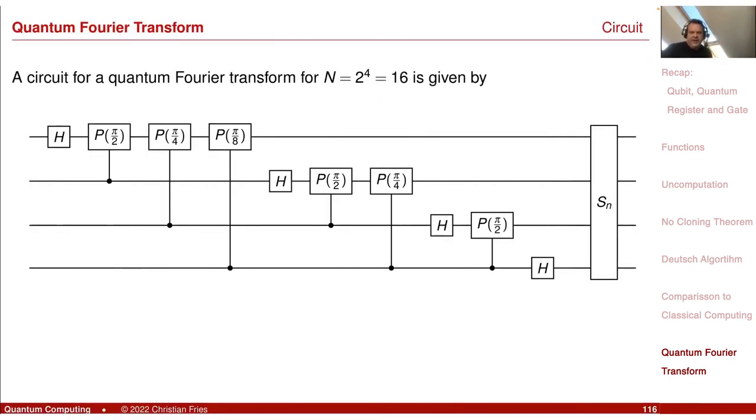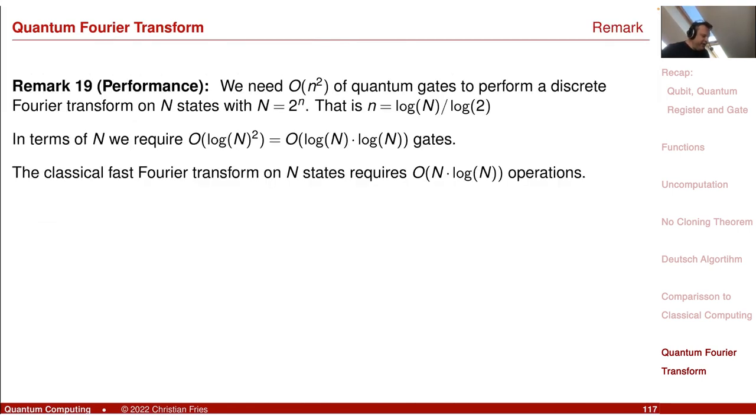So this is here the circuit for capital N equals 16, so 4 bits. Hadamard gate, 3 phase shifts, Hadamard gate, 2 phase shifts, Hadamard gate, 1 phase shift, Hadamard gate, and in the end, a swap. So the performance is order n squared. We require so many quantum gates to perform this discrete Fourier transform on capital N states, where the small n is log capital N divided by log 2.